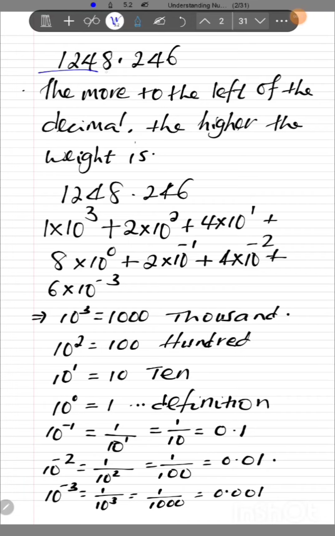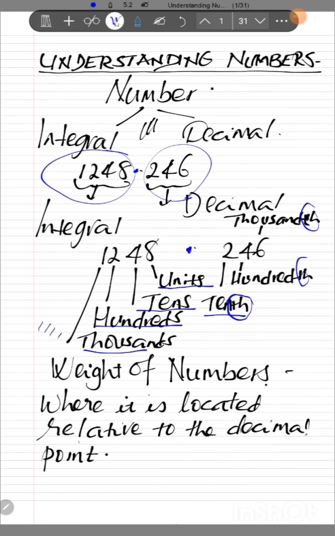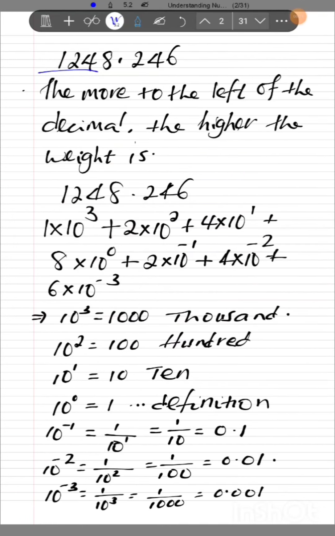Then after, the tens. Number 4 is the tens. Let's go back to the first page. This one here. 8 is the units, 4 is tens, 2 is hundreds, and so on and so forth. What does it mean by units, tens, hundreds of position? That we'll see in more detail up here.